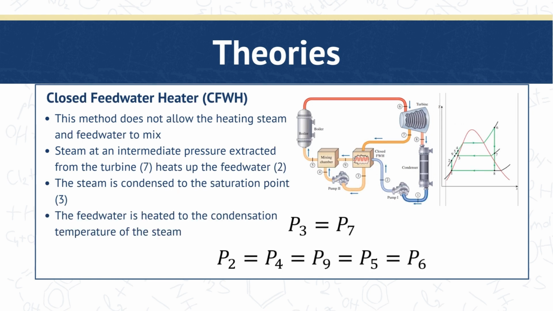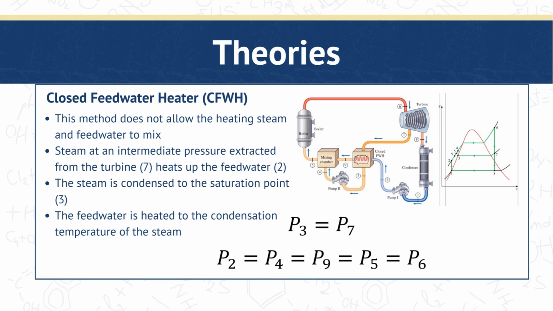Next, we have the closed feed water heater. This method does not allow the heating steam and feed water to mix. As you can see, the steam and the feed water go through different tubes or different pathways. Steam at an intermediate pressure extracted from the turbine, which is stream 7, heats up the feed water or stream 2, which is also compressed. There is a mixing chamber for the two compressed liquid streams that travel to the boiler.